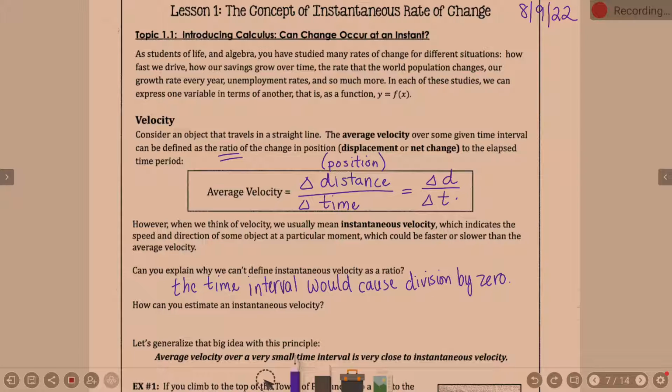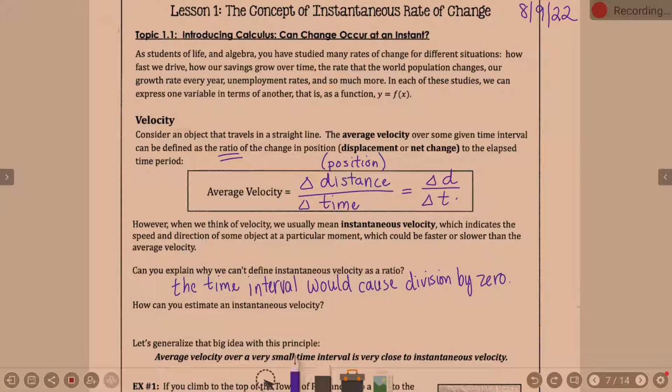Now, if instantaneous velocity is at that one instant, there's a time period of 0, so we can't do that because we can't divide by 0. How can we estimate instantaneous velocity? Because that's what we're going to do today, look at how we can estimate it. So we can't have exactly a time period of 0. Can we get very close to a time period of 0?